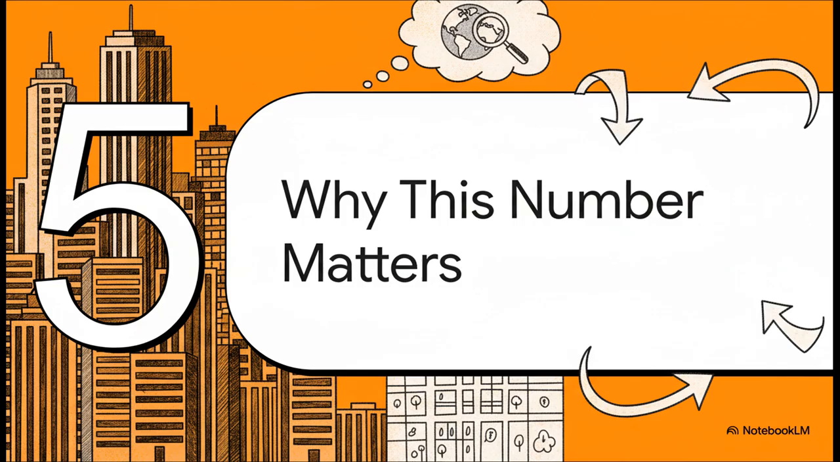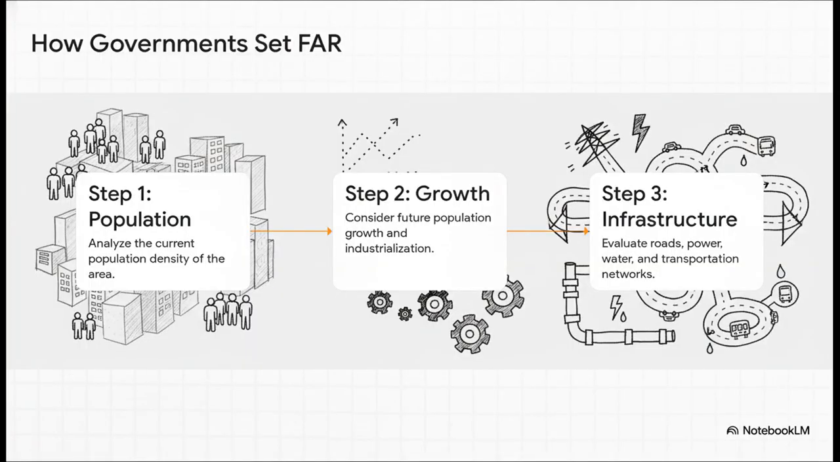So, we know what FAR is, we know how it's calculated, but let's zoom out to the bigger picture. Why does this one little number matter so much for how our cities actually grow and feel? You know, urban planners don't just pick this number out of a hat. They look at a bunch of really critical factors. First, they analyze the current population density. Then they project future growth. You know, how many more people might live and work there. And maybe, most importantly, they have to assess the existing infrastructure. Can the roads, the power grid, and the water systems actually handle more people?